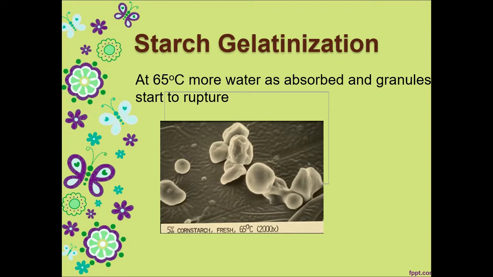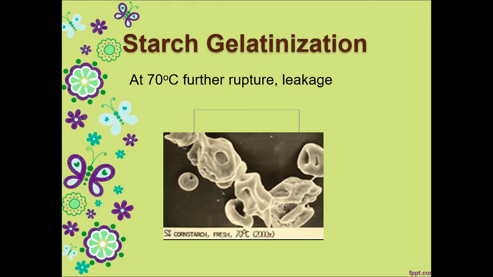At a higher temperature, as it increases to 65 degrees Celsius, more water is being absorbed, and now the starch granules begin to rupture. You can see some begin to rupture, some still in the form of granules. At an even higher temperature, 70 degrees Celsius, there is further rupture of the starch granules, and then leakage once the granules are ruptured.